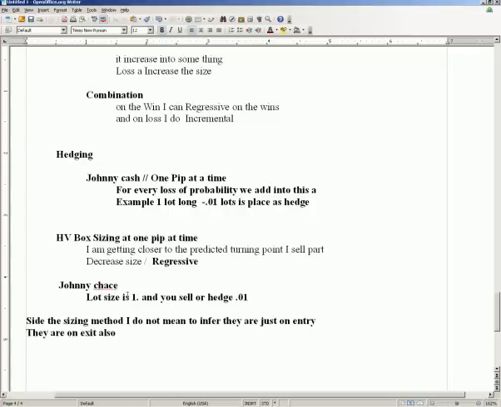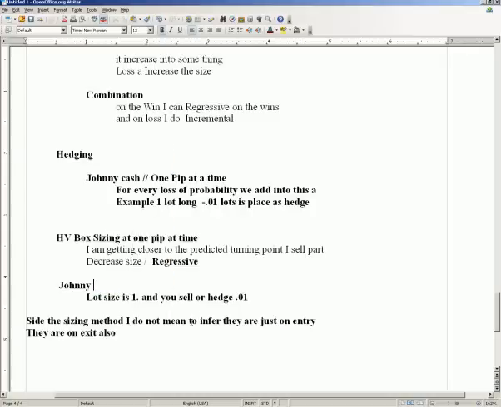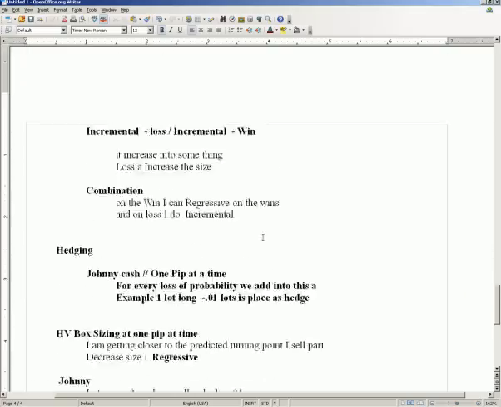Now, this is the most important thing about it. You cannot be successful until you tackle this. None of your systems can. So this is homework. Read about sizing. There's some books in here by Van Tharp on sizing. Okay, there's some really interesting stuff. So this would just give you a flavor.